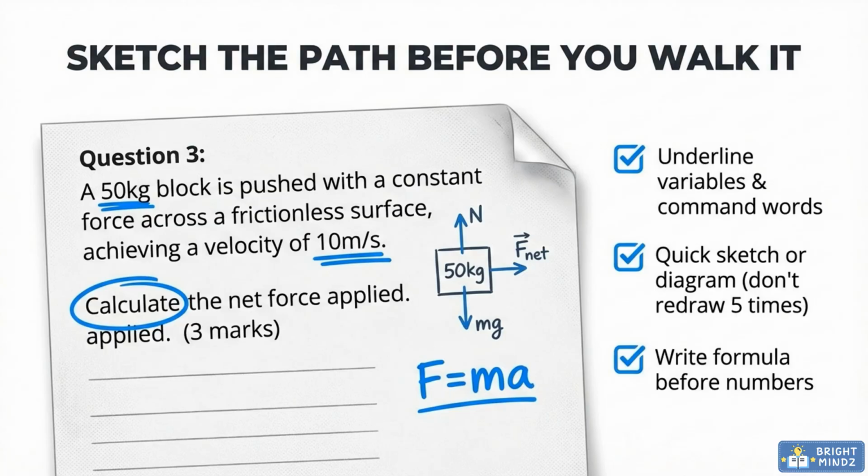When you see a multi-step problem, slow the start instead of diving into numbers. First, underline the important values and command words so your brain knows the target. Then do a quick sketch or diagram to see what's happening. It doesn't have to look good, just useful. Finally, write down the formula or relationship you'll use before plugging in numbers. That 30-second routine prevents confusion, errors, and time wasting restarts.